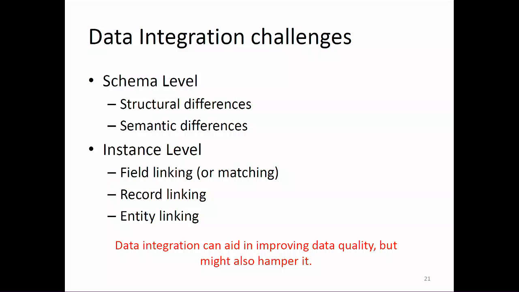So the takeaway message from this slide is that data integration can aid in improving quality, but might also hamper it. So don't get too excited that we've got data from so many sources and now the data will be really high quality. It can, in fact, introduce some problems which were not there before. So you bring in data to solve some issues, but it can introduce its own issues as well.